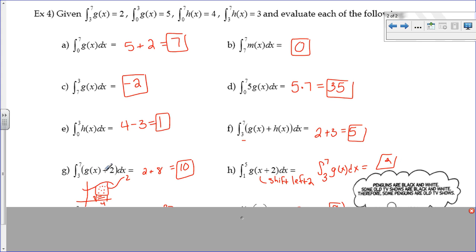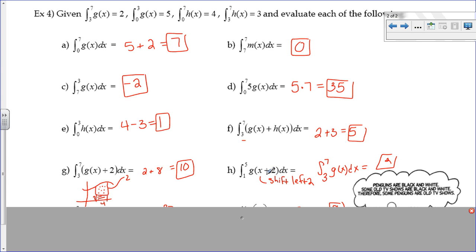g of x plus 2 means it shifts up 2. We've talked about this before. So if it shifts up 2, I have a rectangle with a height of 2 and the same width as the interval. So 2 times 4 is 8, plus the value of g of x from 3 to 7, which is 2. 2 plus 8 is 10.